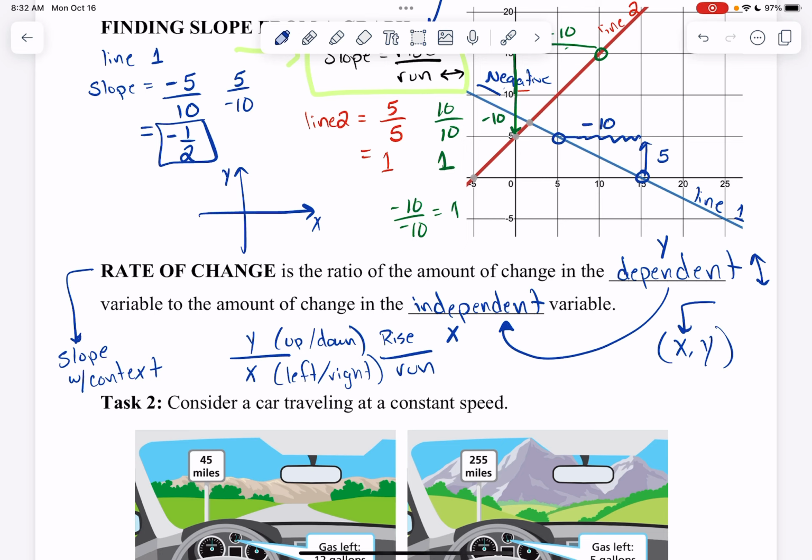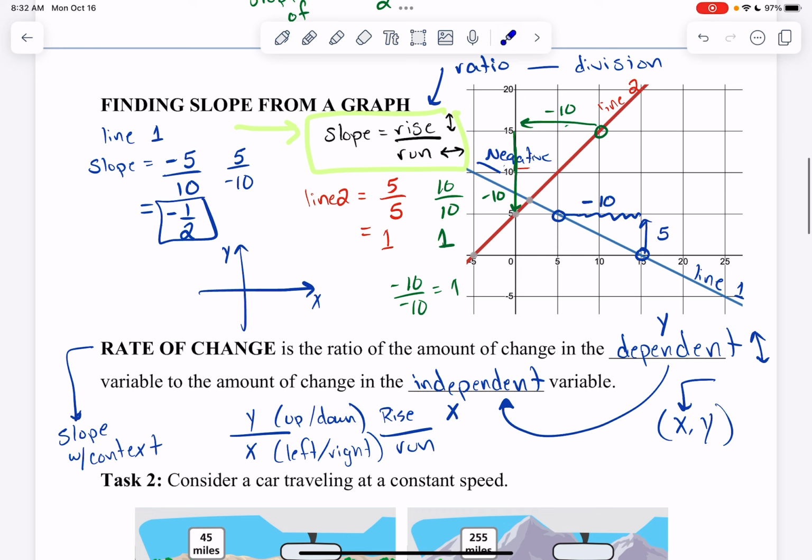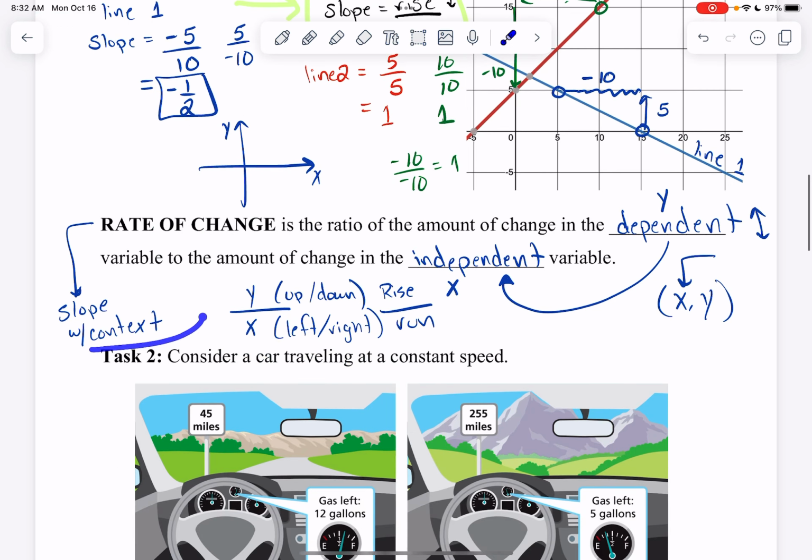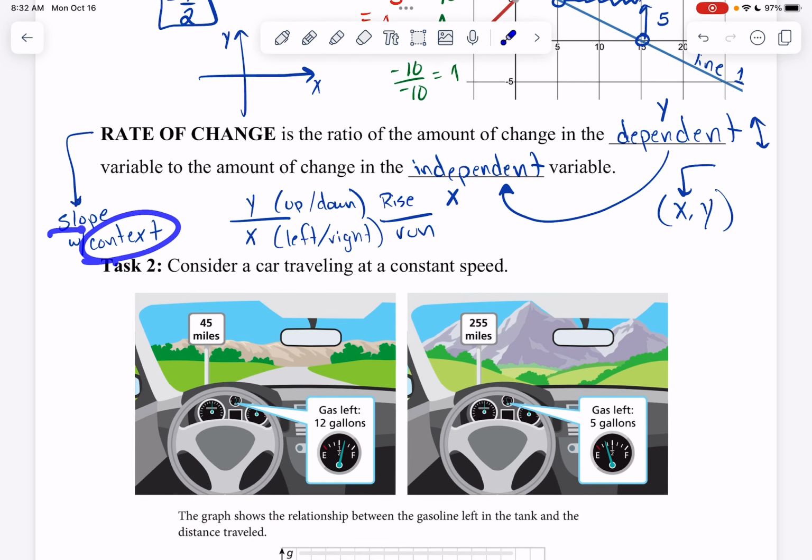Rate of change, I like to say, is slope with context. What I mean by that is the lines we were doing up here didn't represent anything. It wasn't talking about gas mileage. It wasn't talking about amount of money. It had no context. We had no idea what this line represented. It was just a bare bones number problem. Now if I give it context, meaning if I give it an application, if we're talking about money, or time, or number of tables, or amount of food, and I find the slope, that's just rate of change.